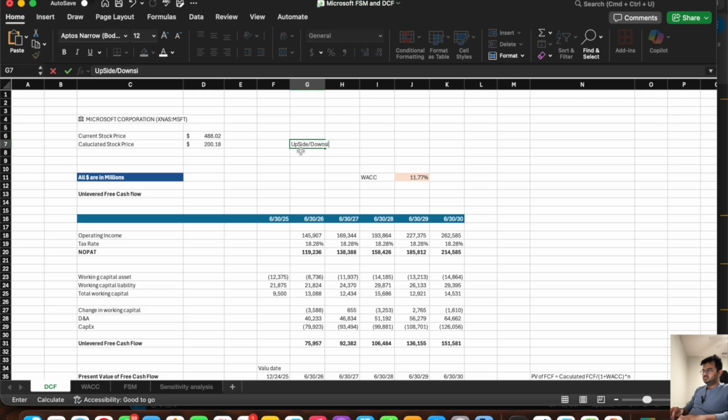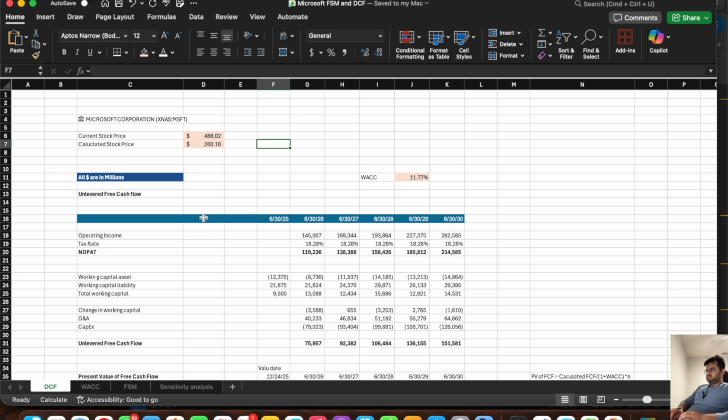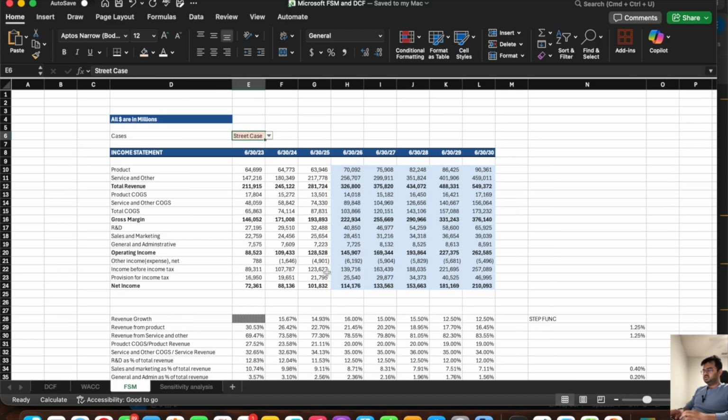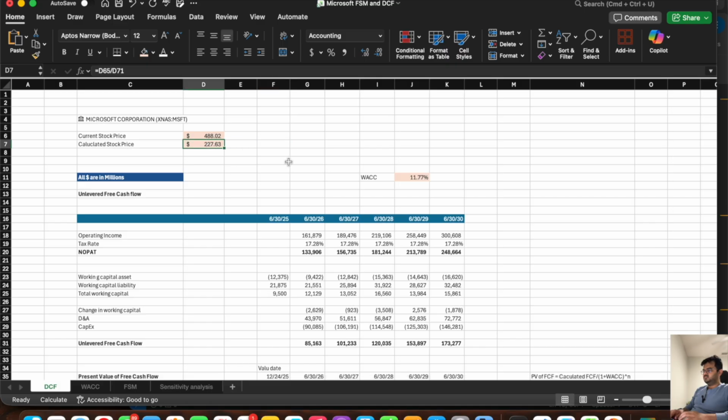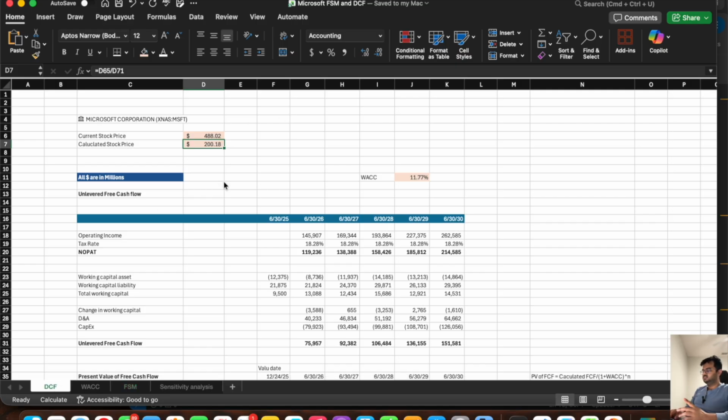or downside? No, I think I would leave it here. It's pretty much understood what is going to happen. So this is what we are seeing with the current assumptions we have taken. But remind you, all the numbers which we did right now are considering the street case. But if I switch from the street case to the best case, we are seeing the intrinsic value as $227 per share. Previously, it was $200.18, but after switching to the best case, it is $227.